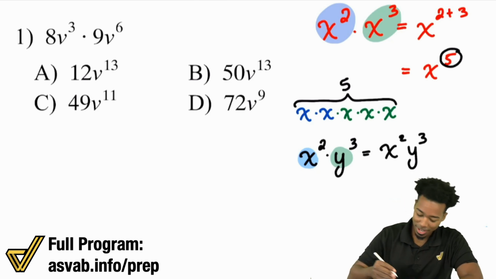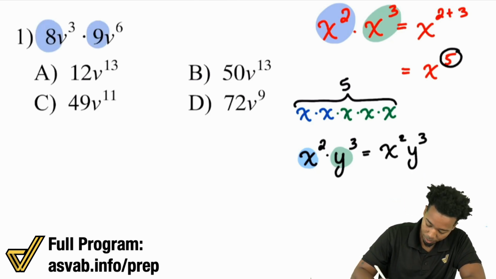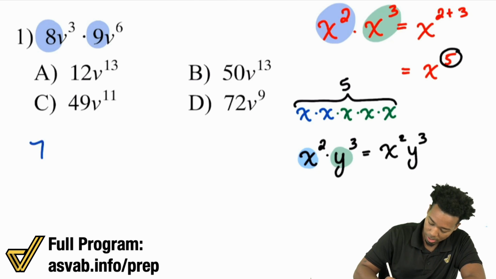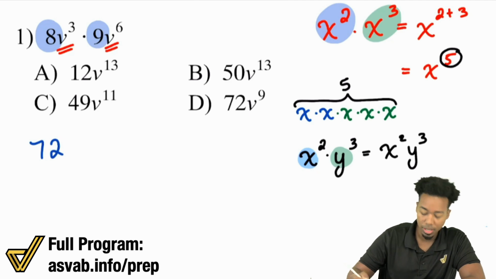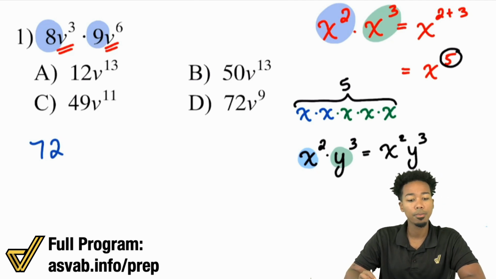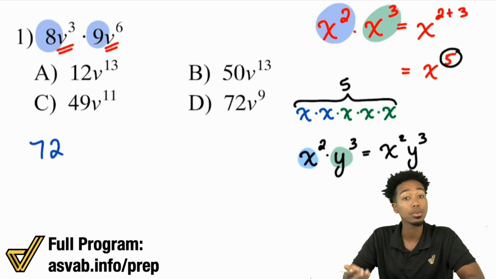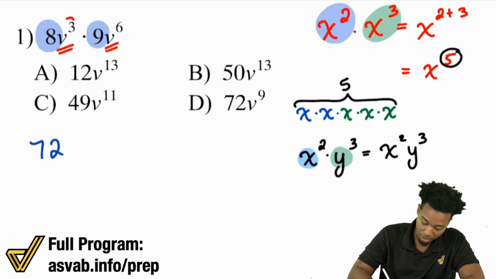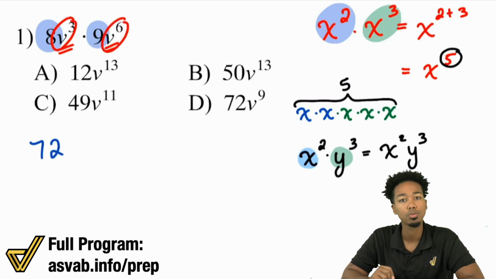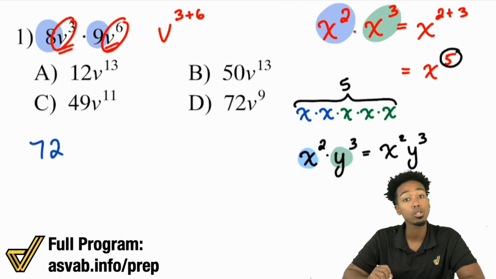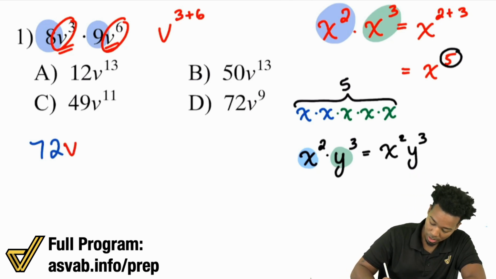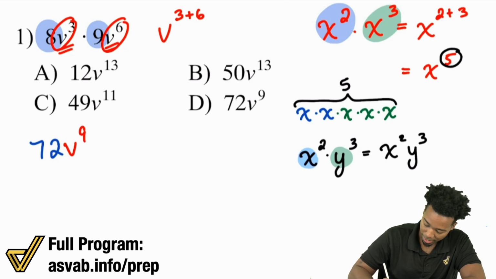So here we go. We have the regular numbers being 8 and 9. 8 times 9 is going to be 72. And then we have v cubed and v to the power of 6. So v cubed times v to the power of 6, again, we're just going to add those exponents nice and easy, because you have 3 v's being multiplied here, 6 v's being multiplied there, so that's a total of 9 v's being multiplied. And so that'll be 72v to the power of 9. And that's why here, D would be the correct answer.